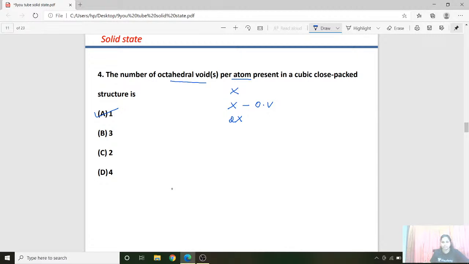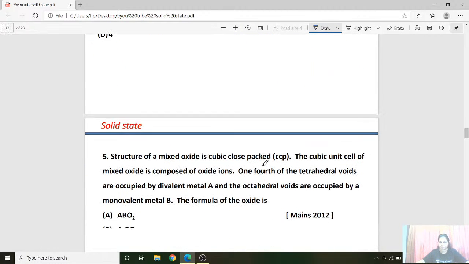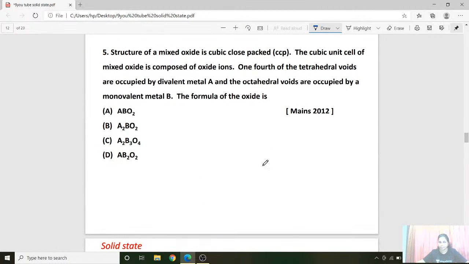I hope I am making it clear. Suppose 30 atoms are forming the lattice, then you have 30 octahedral void and 60 tetrahedral void. So for one atom, it is one void. That is what is asked in the question. So the answer is option A. Okay, so we'll go to the next question.